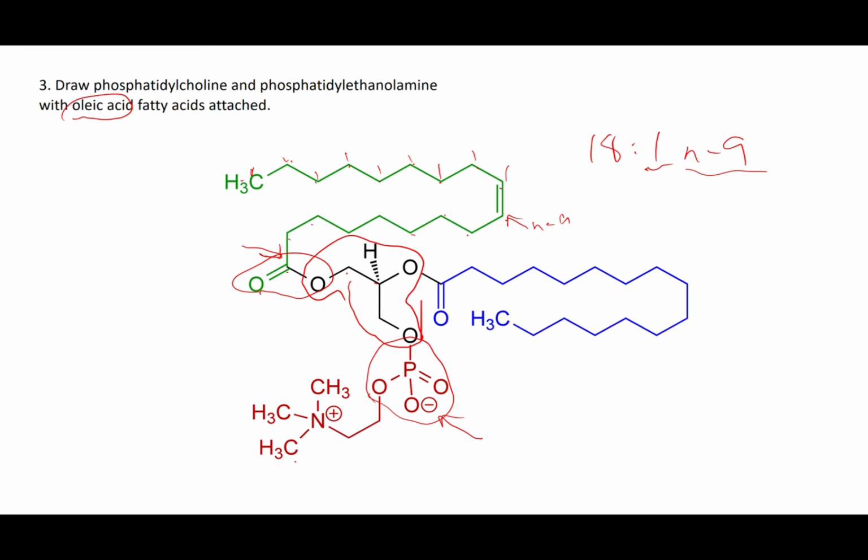Now attached to one of these oxygens here, we have a choline or ethanolamine head group. Choline has 2 carbon atoms, then the nitrogen, and that nitrogen is trimethylated, giving it a positive charge. With ethanolamine, it would just be the nitrogen there. We would remove the 3 methyl groups and replace them with hydrogens. So at physiological pH, it will be NH3+ there as the head group for ethanolamine instead.